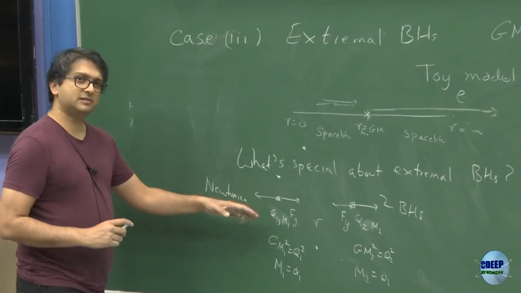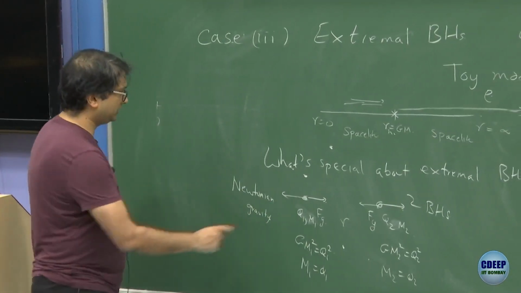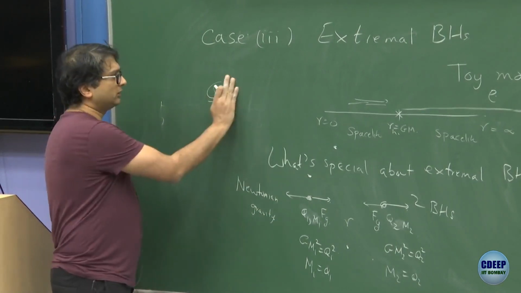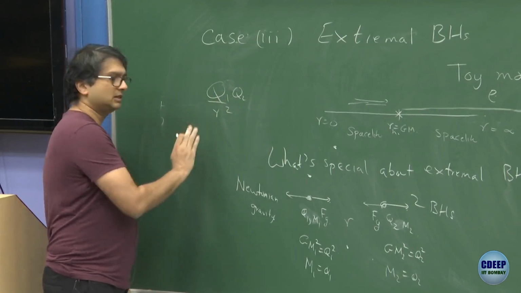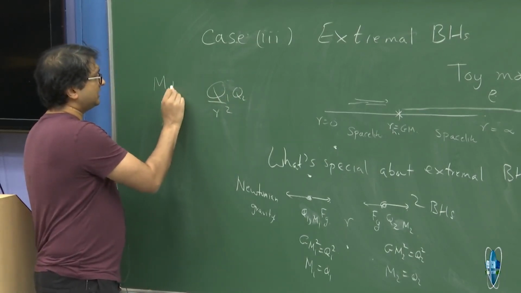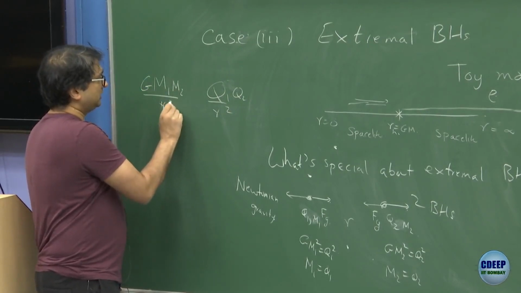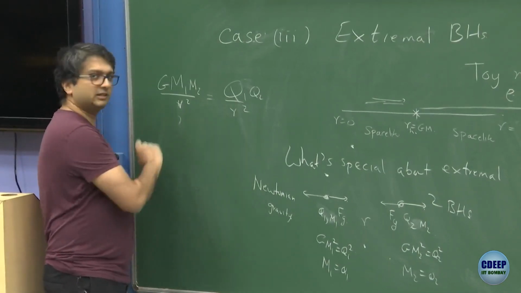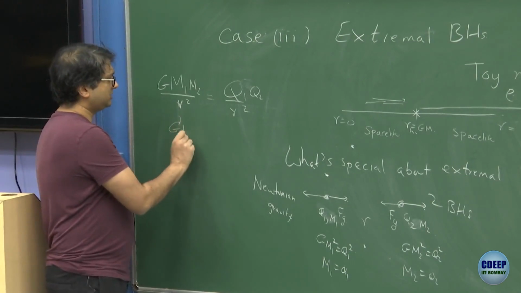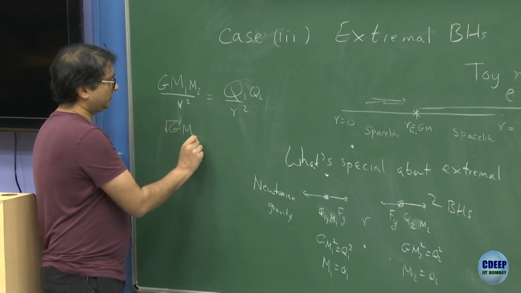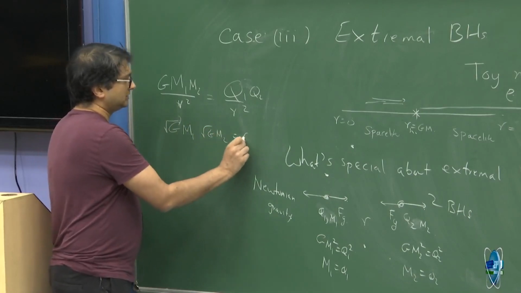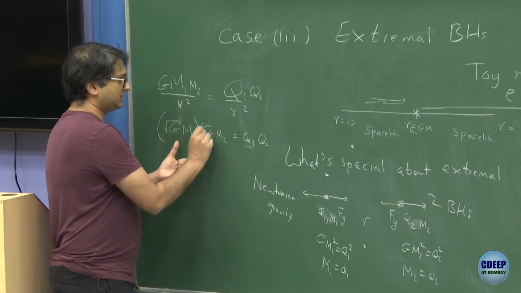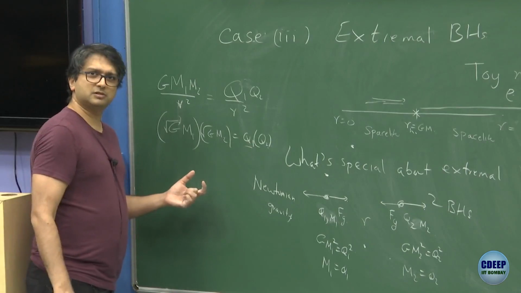All of this is using Gaussian units. So in these units, the Coulomb force is just q1 q2 by r squared, and the gravitational force is G m1 m2 by r squared. If these two balance at some r, then square root of G m1 times square root of G m2 is equal to q1 q2. If this is equal to q1 and this is equal to q2 for extremal black holes, then these forces balance.